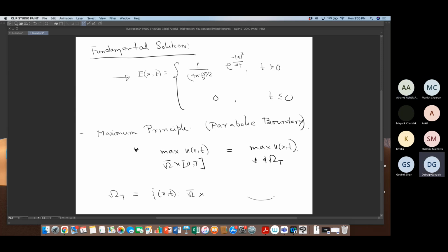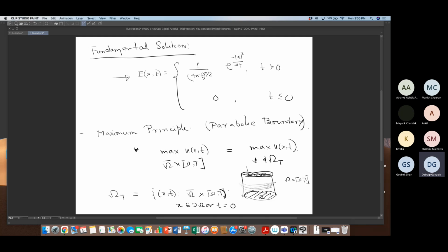So you just draw the picture. This is your Omega, let's say. Okay, this is Omega cross (0, T). This portion will be the boundary, the bottom one and this one: Omega cross [0, T] such that x belongs to the boundary of Omega or t is equal to 0. Not this one, this top portion is excluded. So the bottom one and this surface.